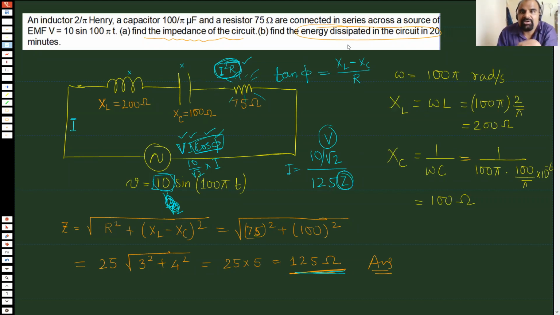Now here you have to find the energy dissipated in 20 minutes. No problem. When you find power, it means energy dissipated in 1 second, because power is energy consumed in 1 second. So once you get the energy dissipated in 1 second, you multiply that with 20 minutes. Obviously, 20 minutes means 20 into 60 seconds. So you multiply that, and you will get the energy dissipated in the circuit in 20 minutes. So this is actually pretty simple.